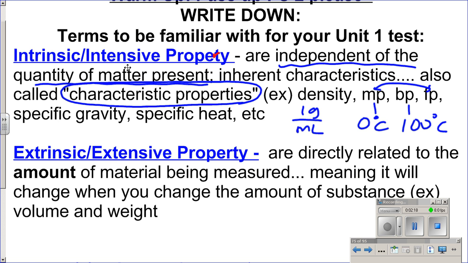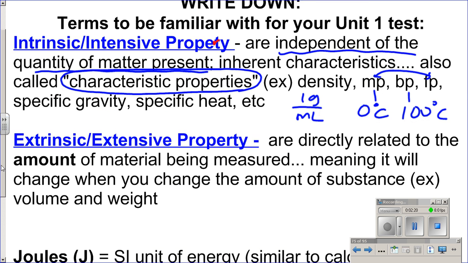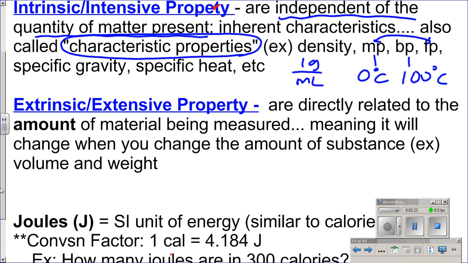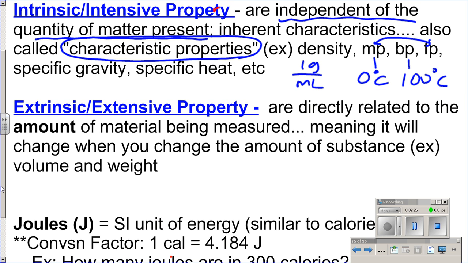Okay, extrinsic is just going to be the opposite of that. That's where you have a property that will change if you change the amount of substance. So I think those are pretty easy to see. If I have a milliliter of water versus an ocean full of water, what's definitely going to change? The weight, the mass, the volume, those things that are quantitative. If you have more of it, that's going to change. So it's going to change when you change the amount of substance. So the amount does matter. The amount of matter does matter.